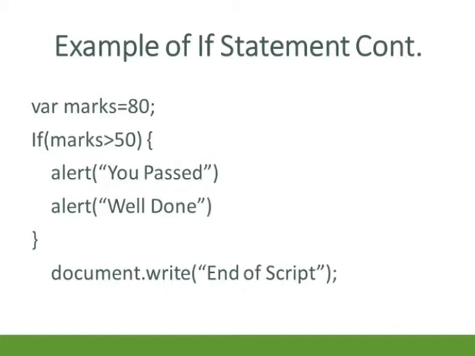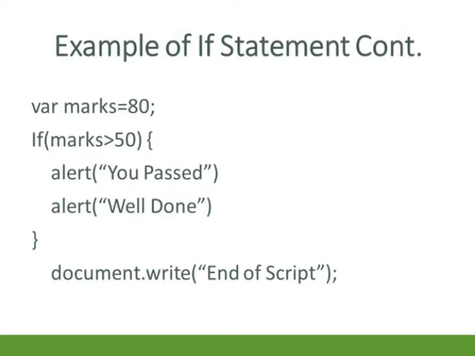So here we have a variable marks with some initial value. Now you can see that if the condition is true, then we want to take two actions, which is alert, you passed, and again another alert, which is you passed. So these two statements will execute if the condition is true. If the condition is false, then these two statements will be skipped, they will not be executed, and the control goes to the statement which is just after the if statement.